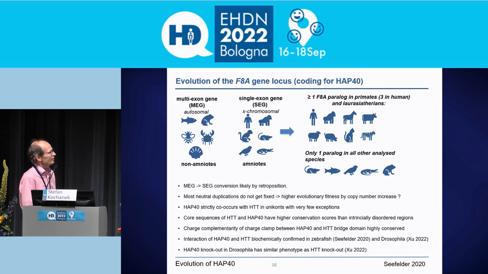So this suggests that this interaction actually takes place also in lower species. We have biochemically confirmed this in zebrafish, and it has also been shown in Drosophila by Shen Zhang's group, very recently published. And there is also some functional data from this publication that the HAP40 knockout in Drosophila has a similar phenotype as Huntingtin, mainly an aging phenotype, and also that HAP40 can modulate the toxicity of Huntington disease models in Drosophila.